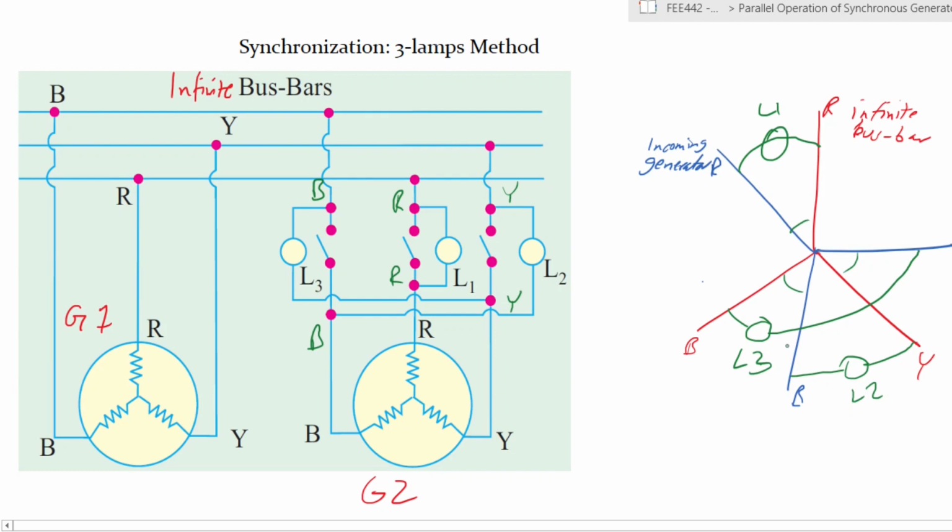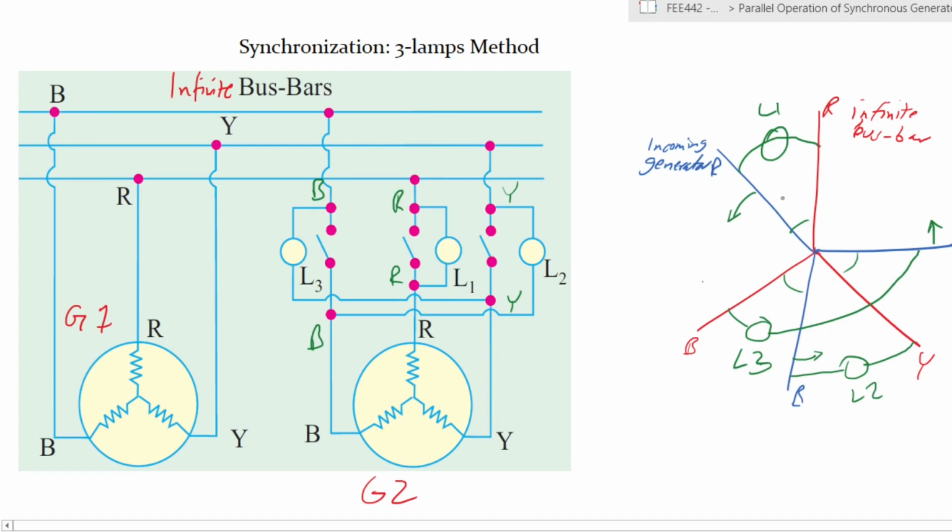Now, we said that the incoming generator is either slightly faster or slightly slower in terms of the phase angle than the infinite bus bar that it is going towards. So it's tending to go backwards or to go forward, clockwise or anti-clockwise. In this case, let's just pick one, where we are moving forward, right? It means that all these phases, the blue ones, that is the incoming generator, are all tending away from their counterparts within the infinite bus bar. So red in the incoming is faster than red in infinite. Blue in the incoming is faster than blue in infinite, and so on and so forth.